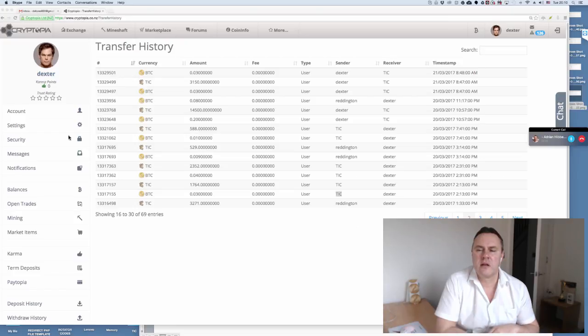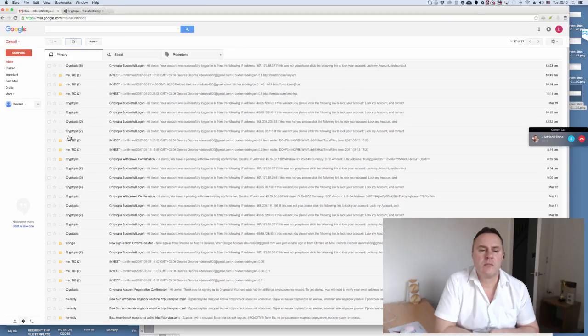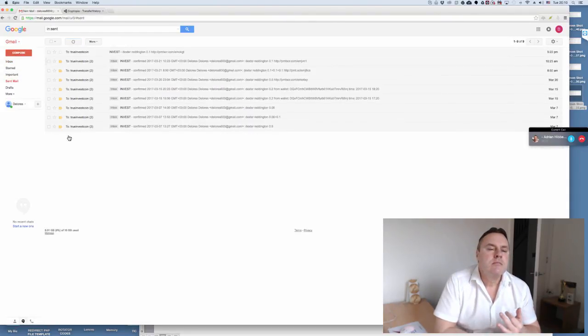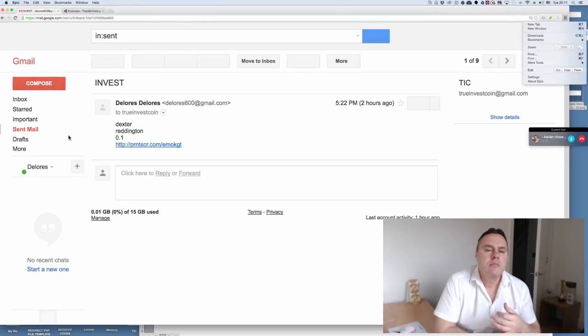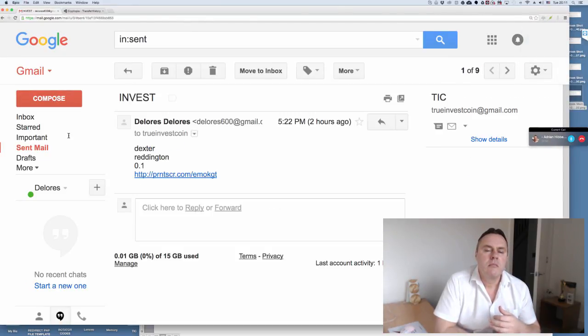Look, how does this guy know that you bought a package after you send him the money for the package? You must send him the letter. Look at this, a letter like this. It's just very small. Just a minute. From my email, I sent him the letter. The first line is me, my login. The second is the login of my sponsor. And this is 0.1 Bitcoin. And that's all.